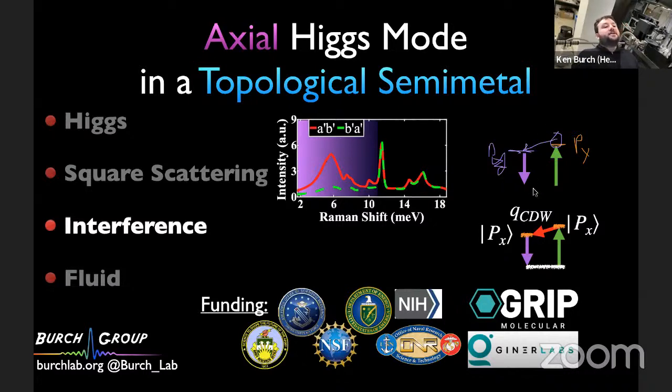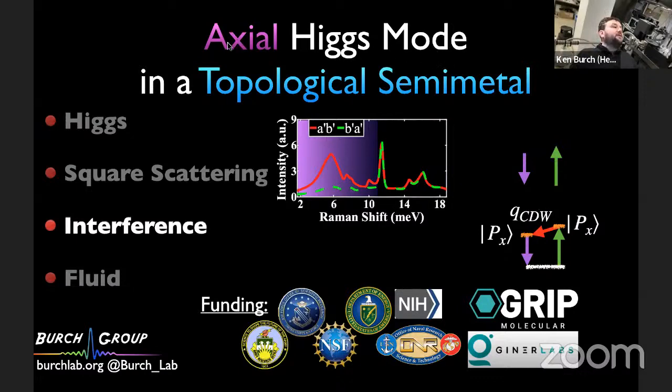The result of which is that when you then combine these two different pathways, you either get constructive interference, which is why we see the mode sometimes, or destructive interference, which is why we don't. And so this really proves that using this quantum interference between these two pathways, we have observed this first case of an axial Higgs mode.